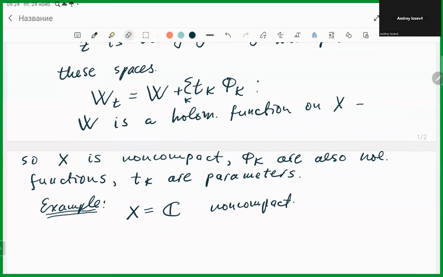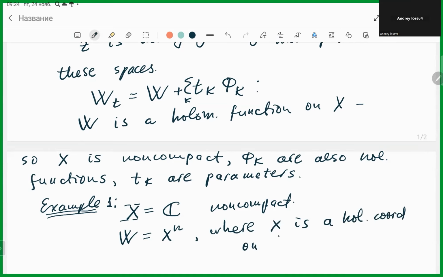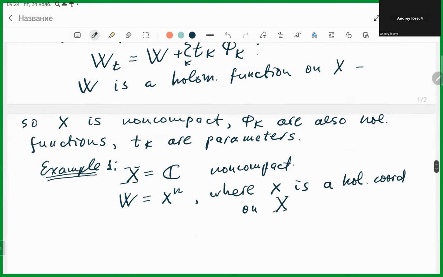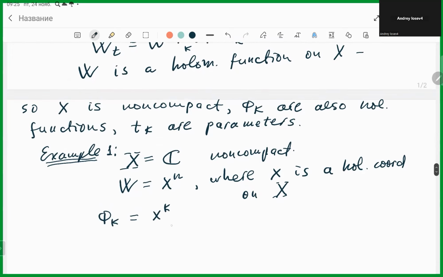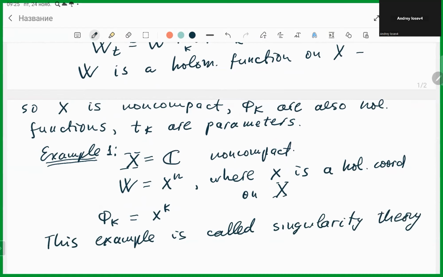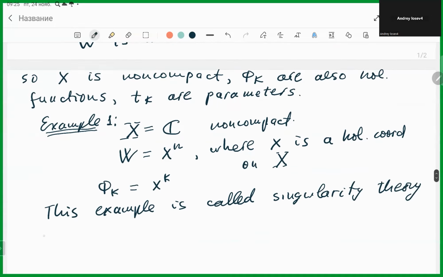I will consider two examples. Let this be example 1. X is C, that is non-compact. W is x to the power n, where x is a holomorphic coordinate on big X. What can we say about phi_k? It is x to the power k. This example is called singularity theory, and it has many generalizations.